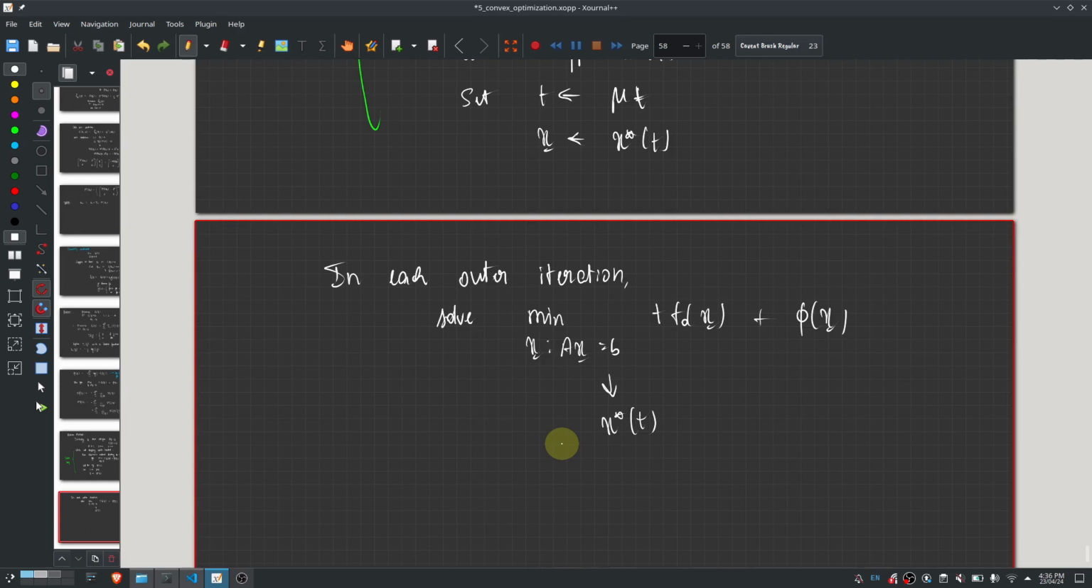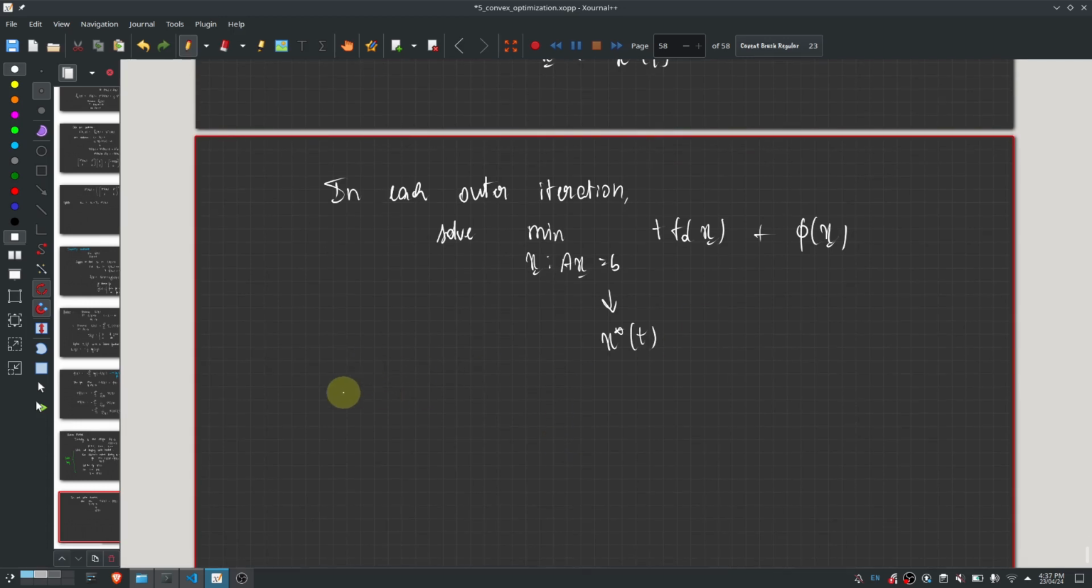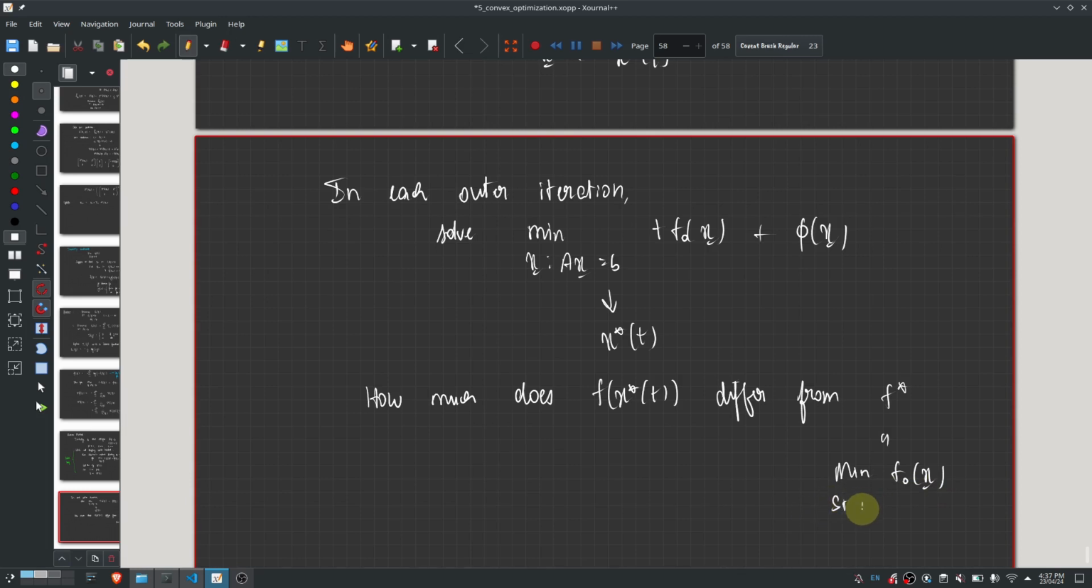So the natural question to ask is how far away is x star of t from the actual minimum? So how much does f of x star of t differ from f star, where f star is the actual constraint minimum? So this is the minimum of f0 of x subject to Ax equal to b and fi of x less than or equal to 0 for all i.